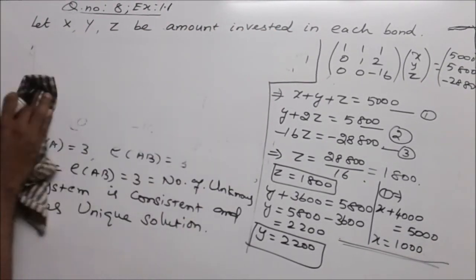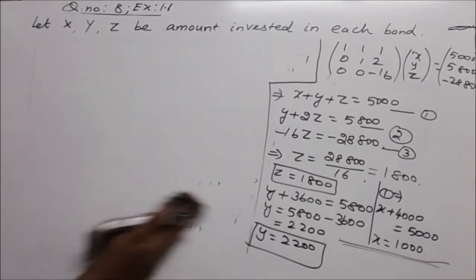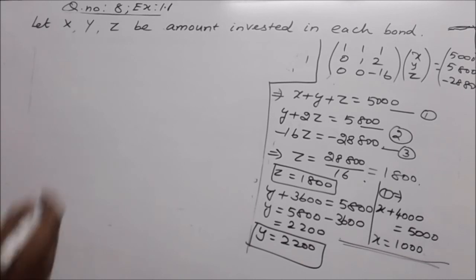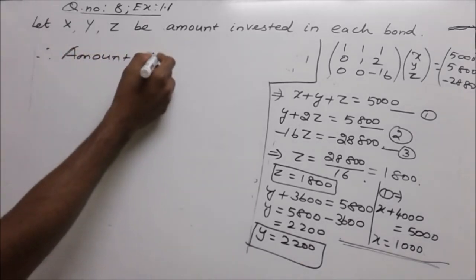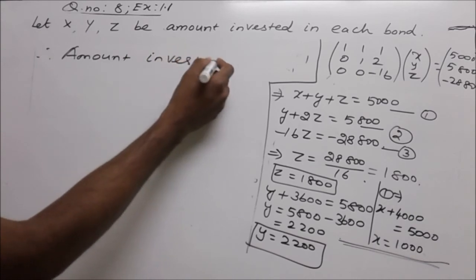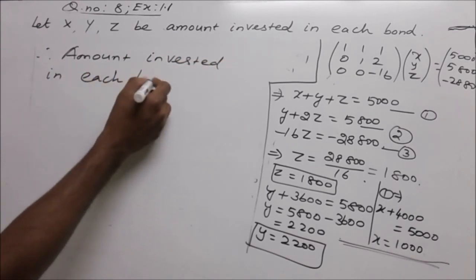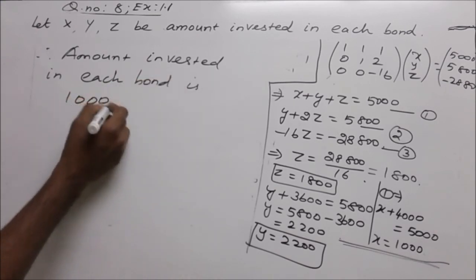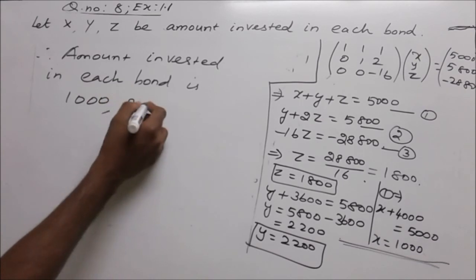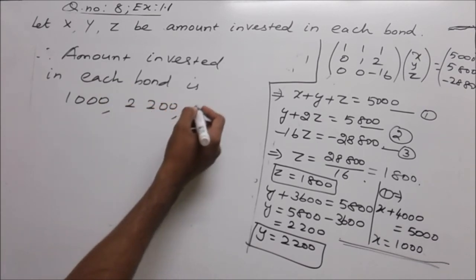the amount invested in each bond. Therefore, the amount invested in each bond is 1000, 2200, 1800.